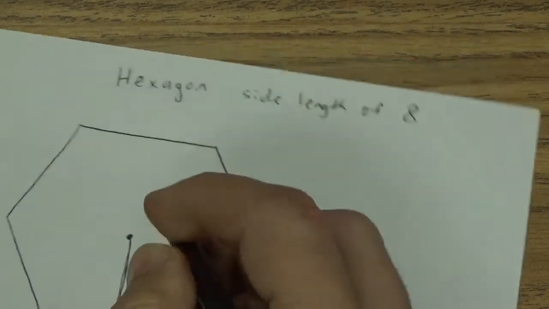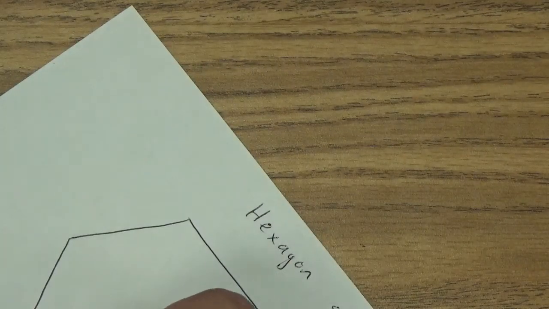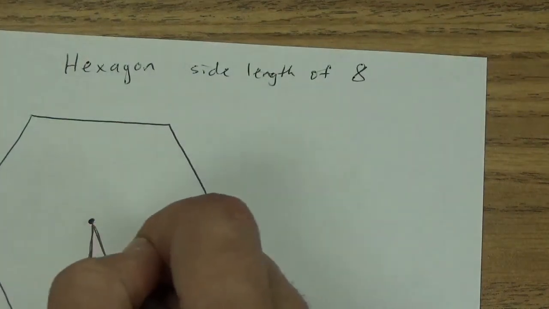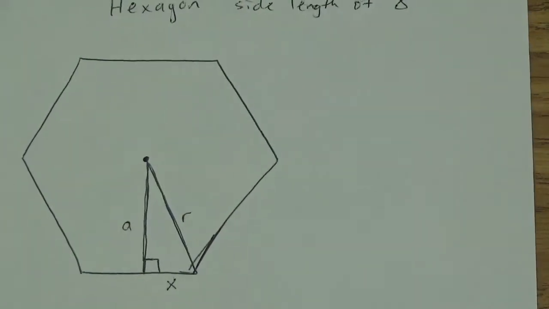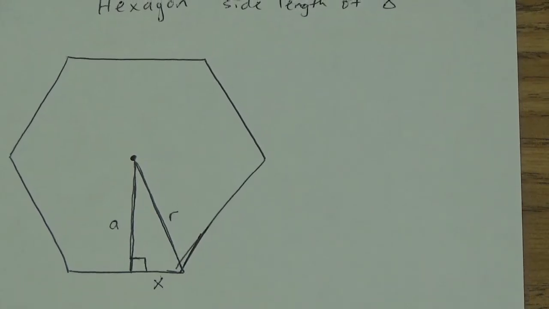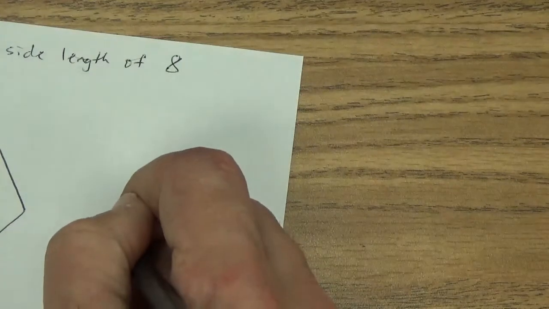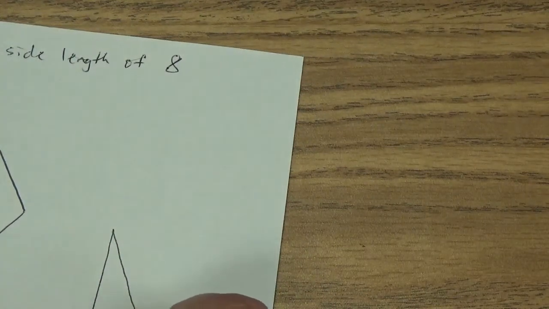I'm going to draw my right angle. I'm going to come over here for my radius. And I'm going to go ahead and put X and A and R into my picture. That's a small right triangle. Now usually what I'll do is I'll even draw that off to the side here so I can do some work on it. Okay, so off to the side, I'm going to redraw that triangle.